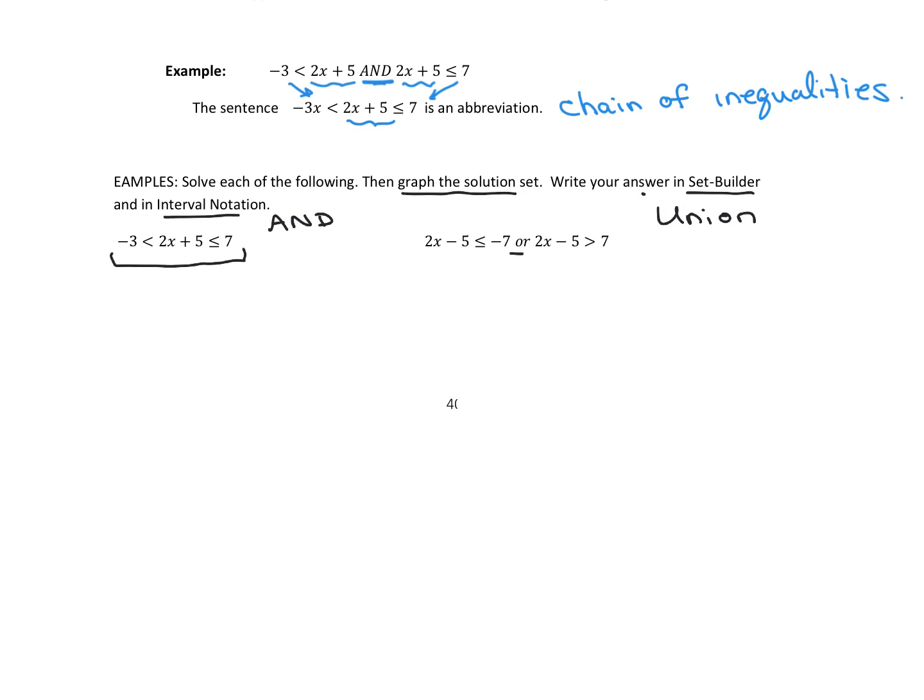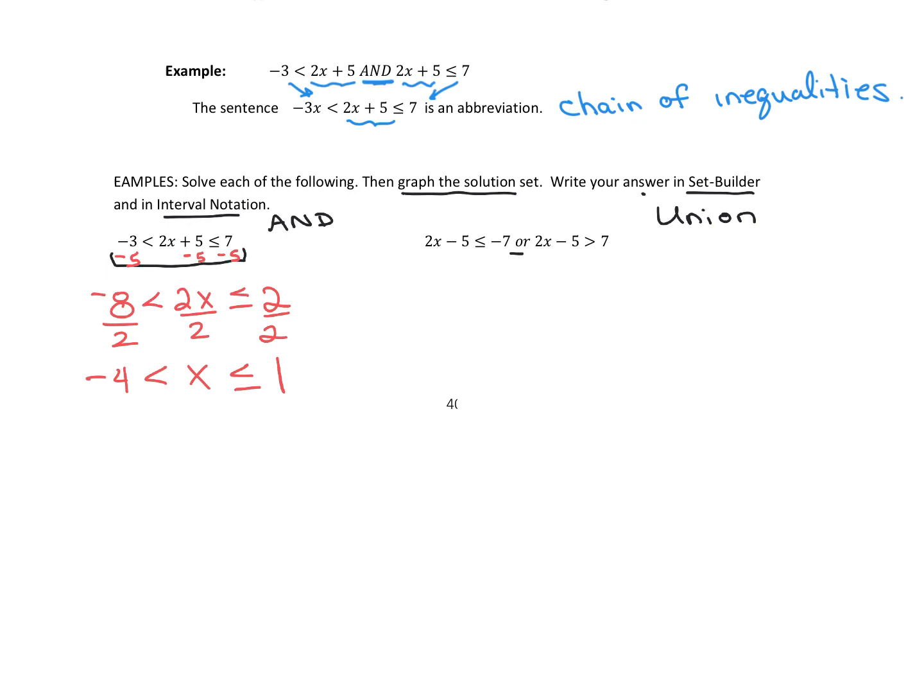So when I work with this chain of inequalities, I do the same thing that I would do if it was an equation, only there's 3 parts here. So I want to get my x by itself. I'm going to subtract 5 from each piece. So I have negative 8 is less than 2x is less than or equal to 2. And then I will divide everything by 2 to get that x by itself. Negative 4 is less than x and less than or equal to 1.